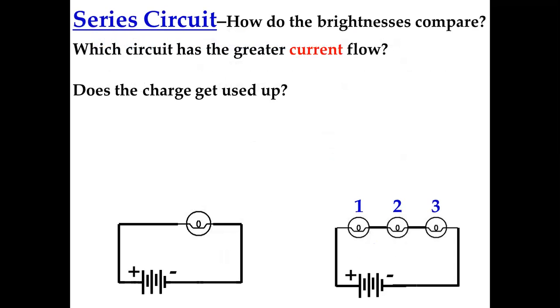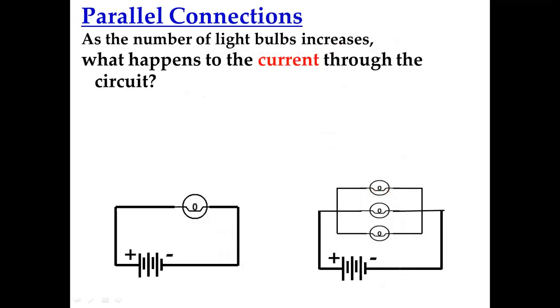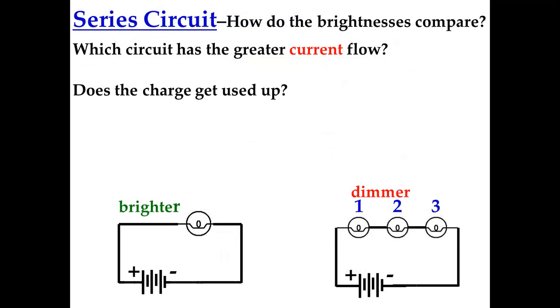Series circuit. How does the brightness compare? Which circuit has greater current flow? Does the charge get used up? Yes, we have seen that this is the battery and this is a bulb, and there are 3 bulbs connected in series. This one is brighter and this one is dimmer. Why? Because the current is being distributed across the different bulbs in the series.